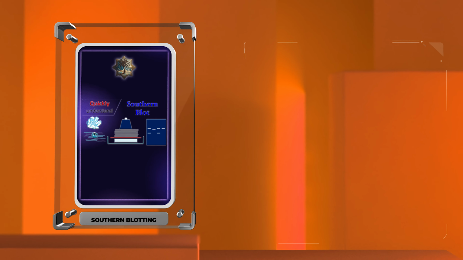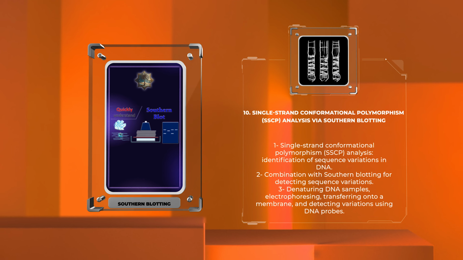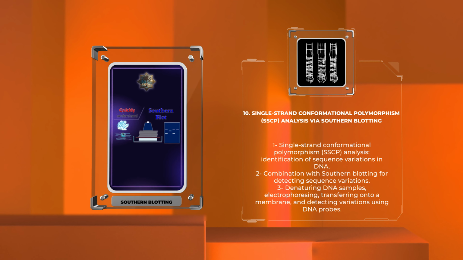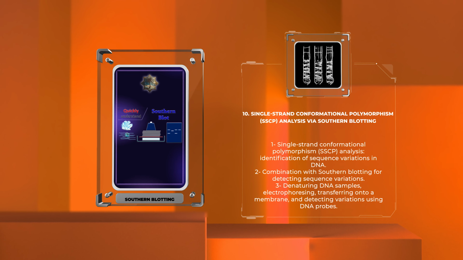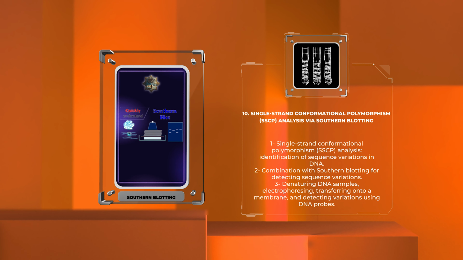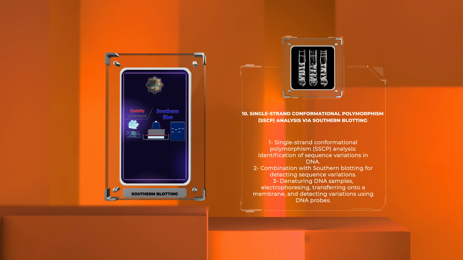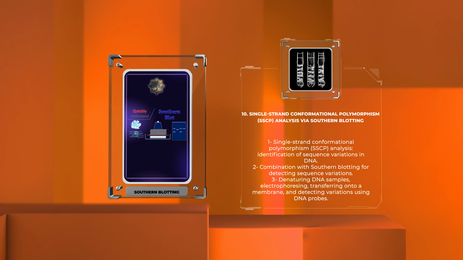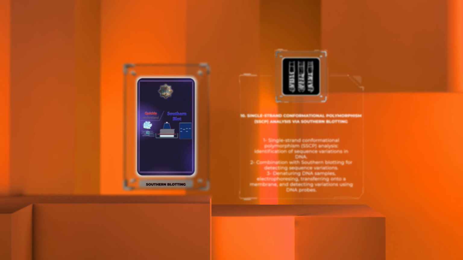In summary, single-strand conformational polymorphism, SSCP, analysis, when combined with Southern blotting, is a powerful technique for identifying sequence variations in DNA. It involves denaturing DNA samples, electrophoresing them, transferring them onto a membrane, and detecting sequence variations using specific DNA probes. This technique has greatly contributed to our understanding of genetic diseases, familial mutations, and population genetics.